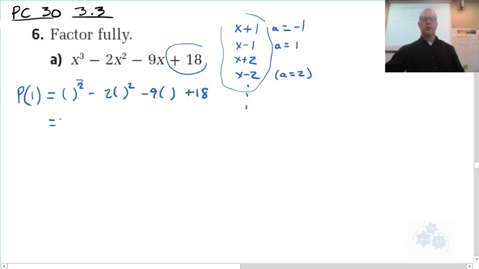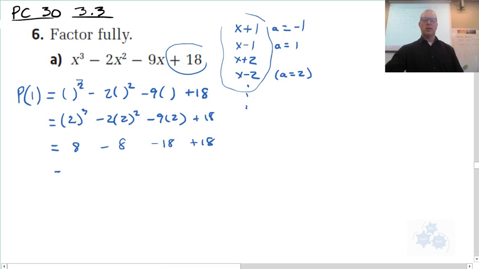x minus 2. So let's put a 2 in there. So 2 cubed minus 2 times 2 squared minus 9 times 2 and so on. Okay, so this is 8 minus 2 times 4. That's 8 minus 8 minus 18 plus 18. Oh, that looks really good. That looks like we have a 0 there. Okay? Can anybody confirm that? Did I do all that math right? It's looking to be that x minus 2 is going to be a factor.